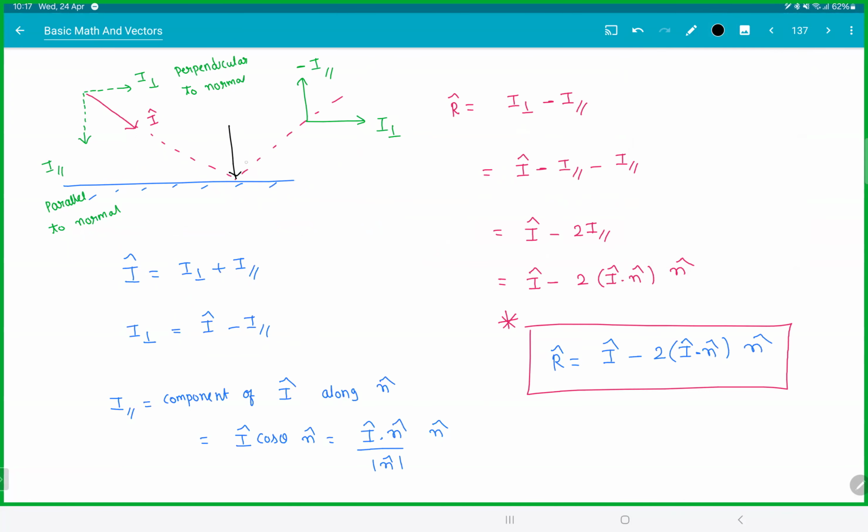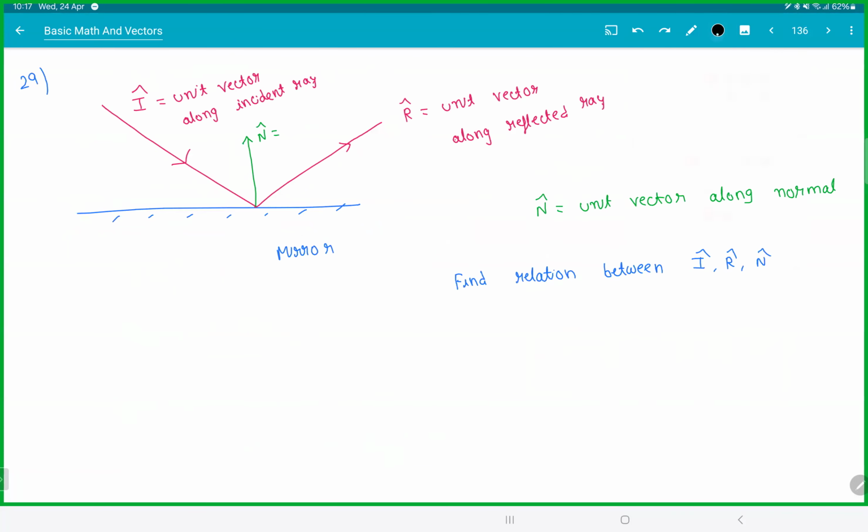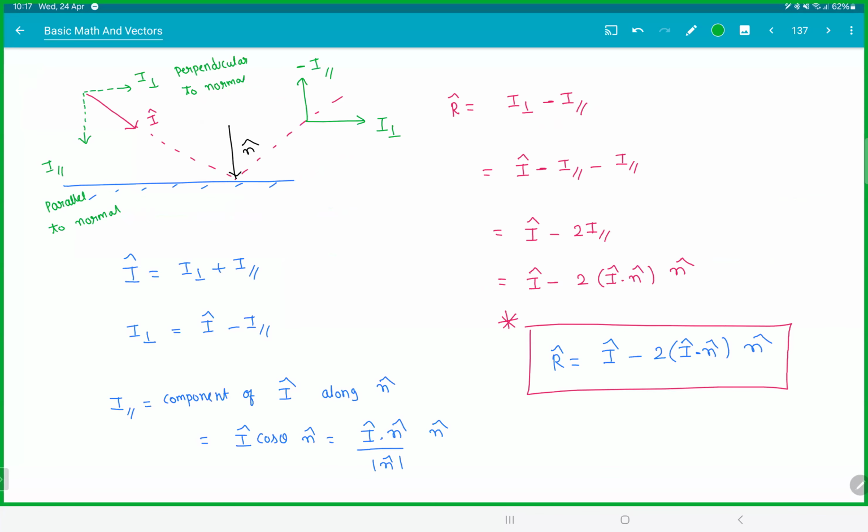Let's take N bar this way. Please have a look at the steps. You're going to see this again in optics. Clear with this? So this is about the scalar dot product. Right. So with that, we'll wrap up for the day.